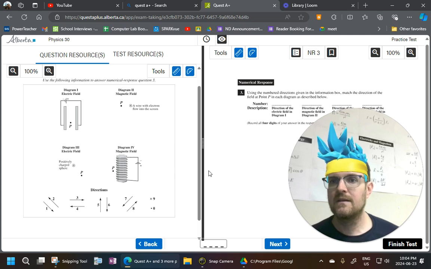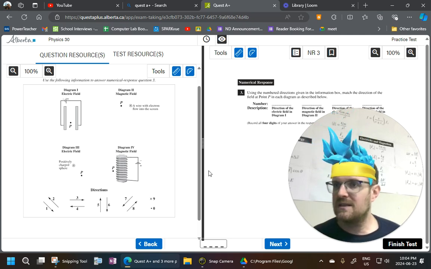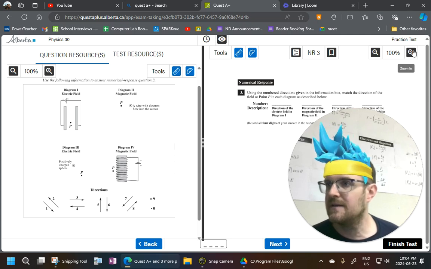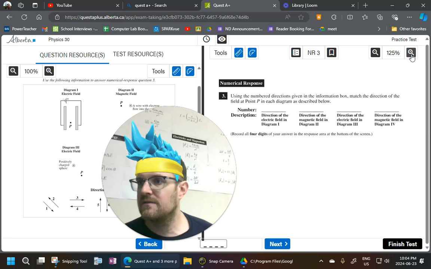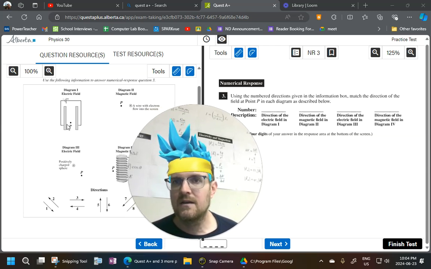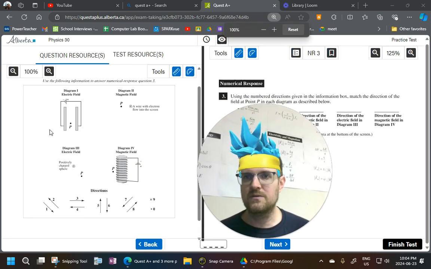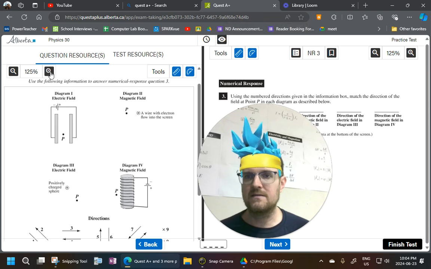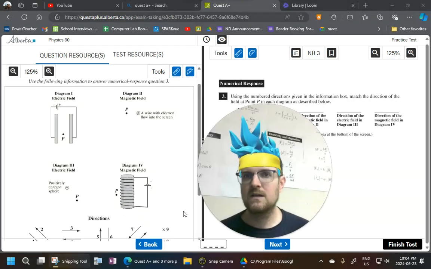Cool. Okay. Oh, there's a nice hand rule one here. Okay, I like this. Using the number directions given, match the following to this. So we got here, what's the electric field in diagram 1? Okay, so let me just snip this one too so we can analyze this here.